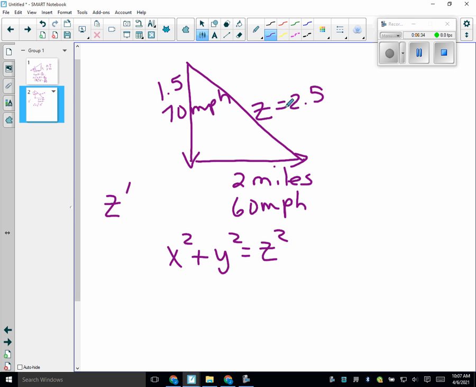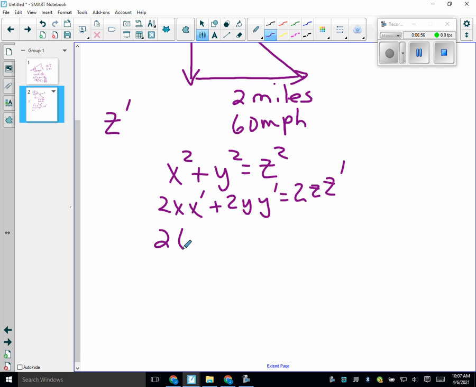Right? X, Y, and Z are all changing, so they all stay letters. Agreed? Okay. I thought we forgot about that. 2x, x prime, plus 2y, y prime, equals 2z, z prime, right?